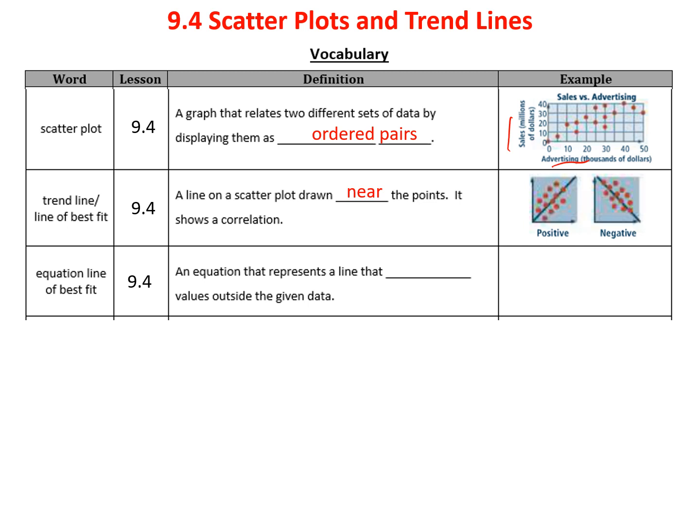A trend line, the next thing, is the line on the scatter plot near the points. It shows perhaps a correlation. You try to draw a line that is kind of equidistant from all the points as best as possible. The equation of the line of best fit is an equation that represents a line that predicts values outside the given area. It's the one that comes closest to all the points. And we've discussed this before in a prior chapter. But if you have a line of best fit, you can use it to make predictions outside of your area.